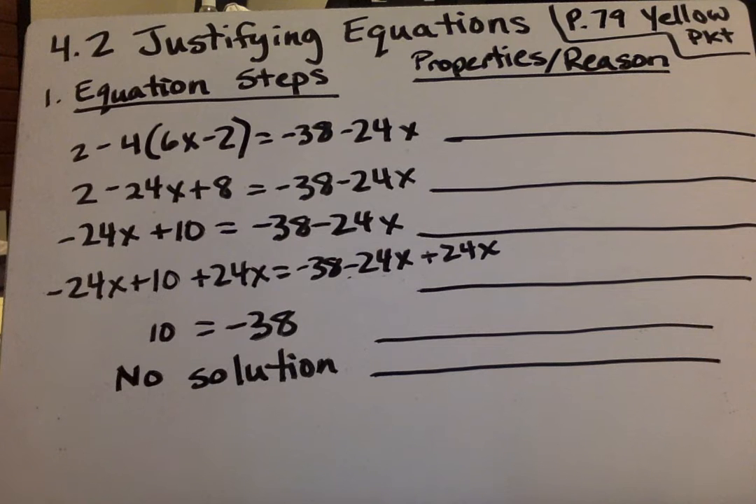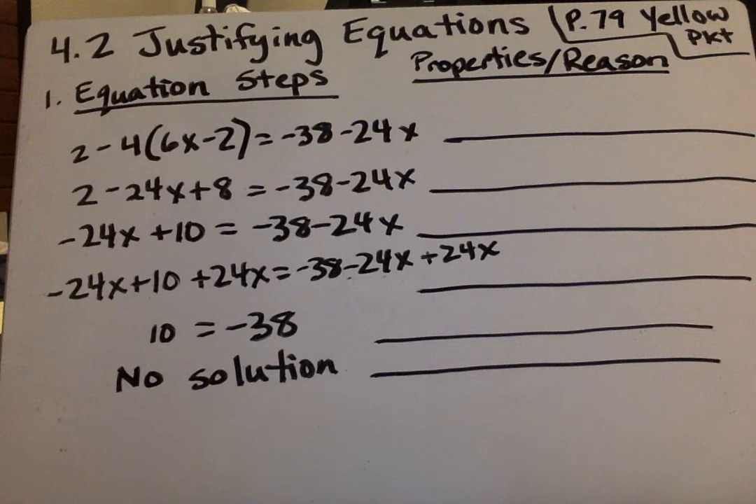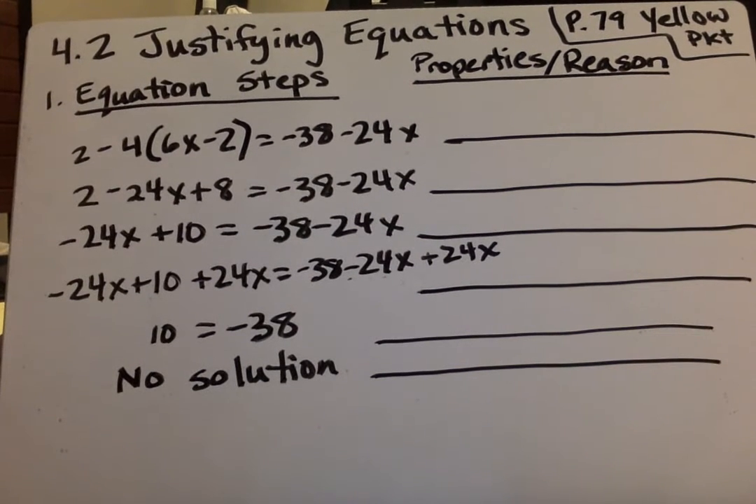Hello students, today we will be going over 4.2, Justifying Equations. This is found on page 79 in your yellow packet. So our objective says, I can justify steps to solving an equation using the algebraic properties. So we have to have those properties memorized. So if you haven't memorized them, let's get with the program.